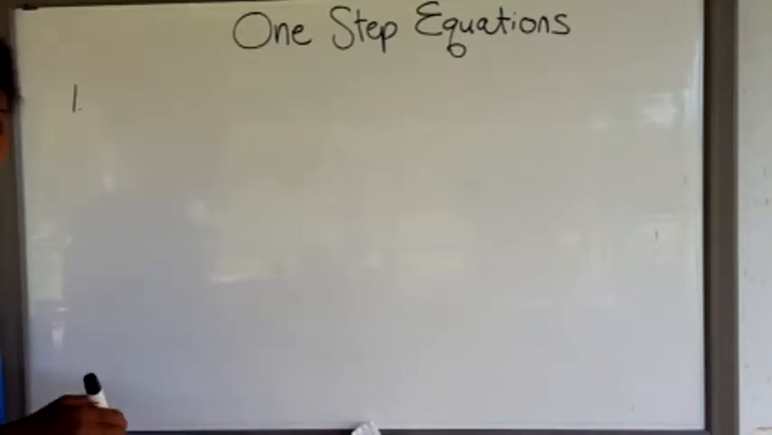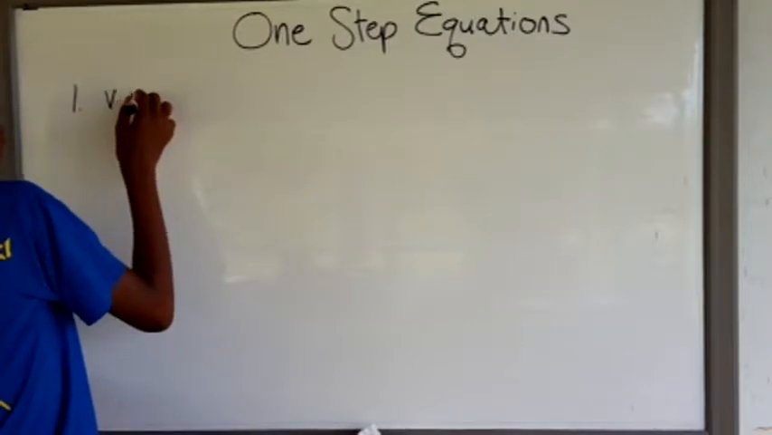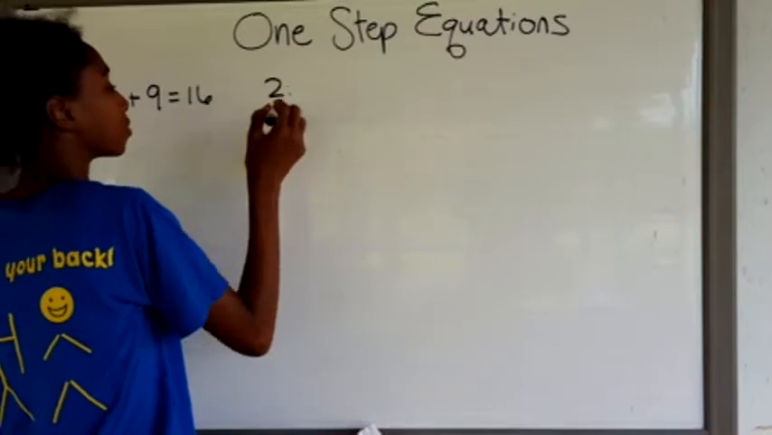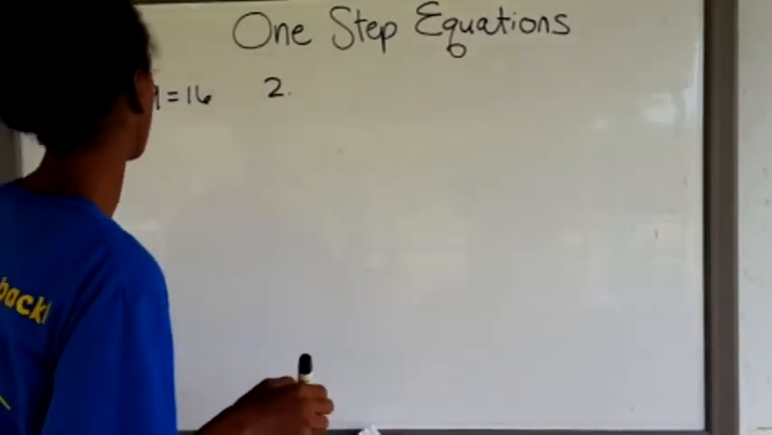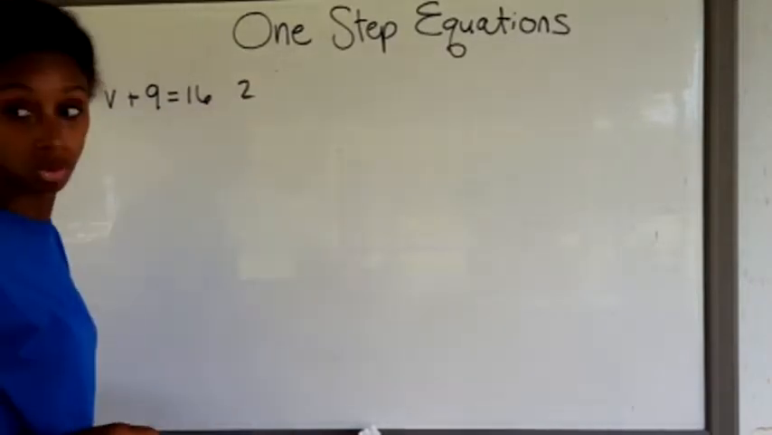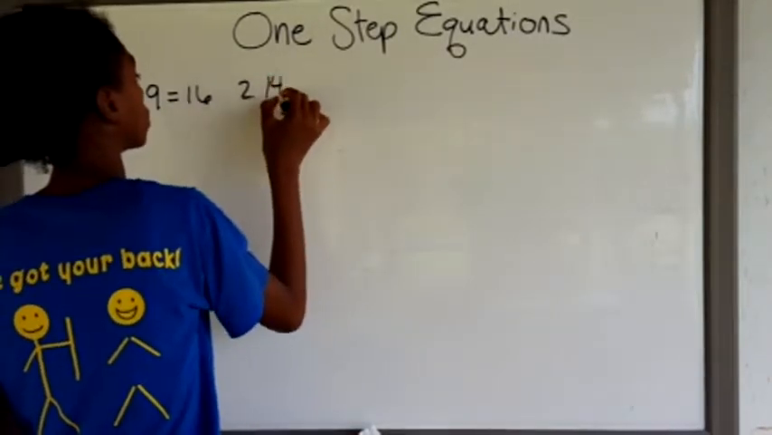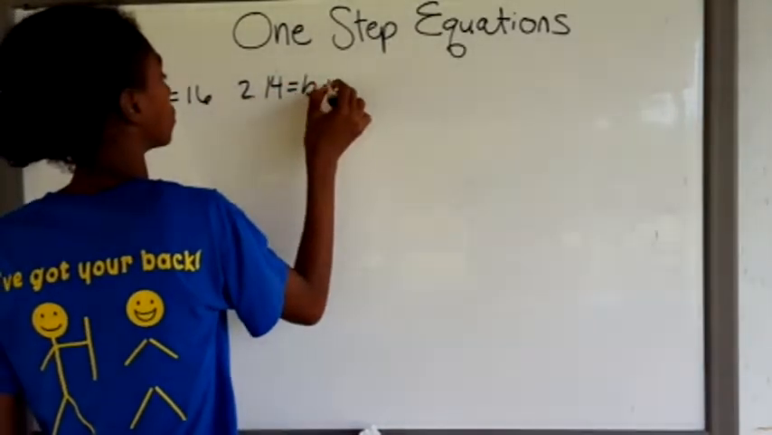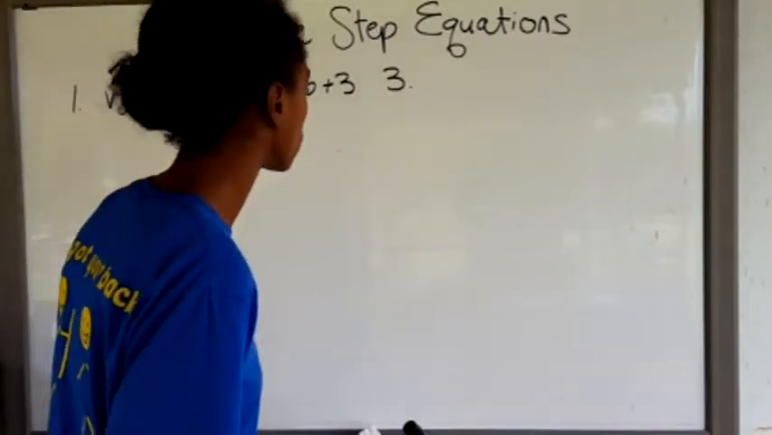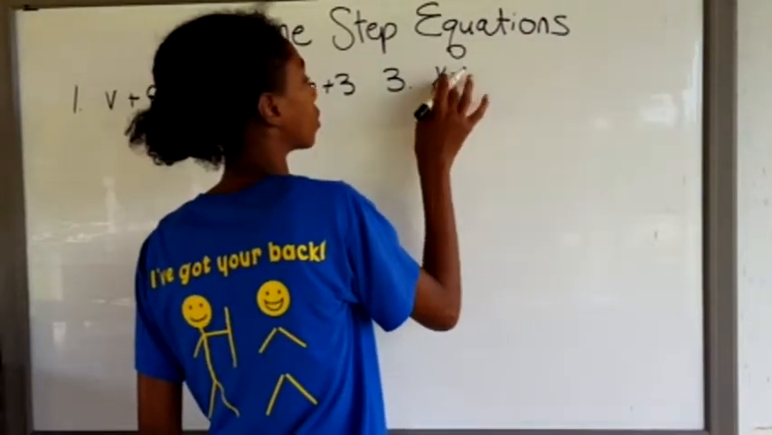Alright. v plus 9 equals 16. 14 equals v plus 3. x plus 11 equals... x minus 11 equals negative 16.